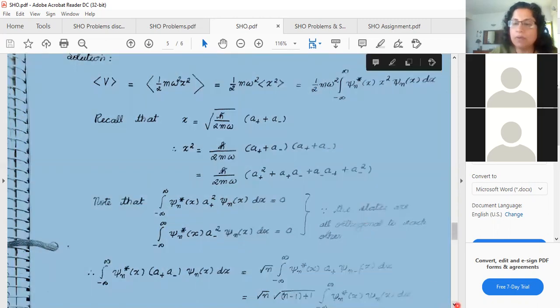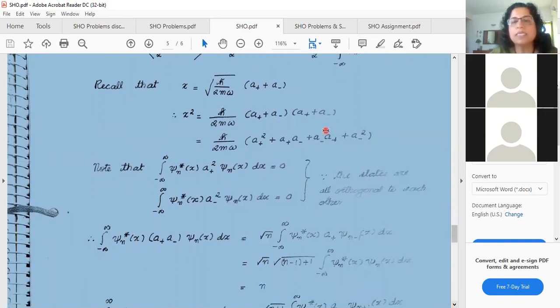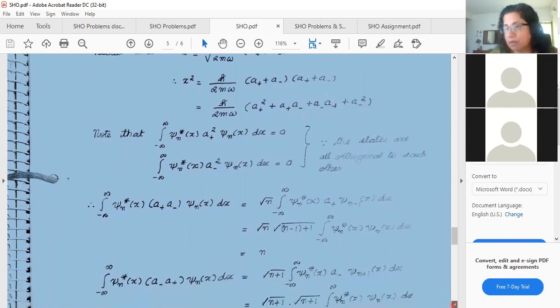Now, essentially you're left with the job of just figuring out what is this and what is this. And this you can do very peacefully just using the ladder operators. Please feel free to use the bracket notation. I don't know why I use this integral notation. It's very irritating.